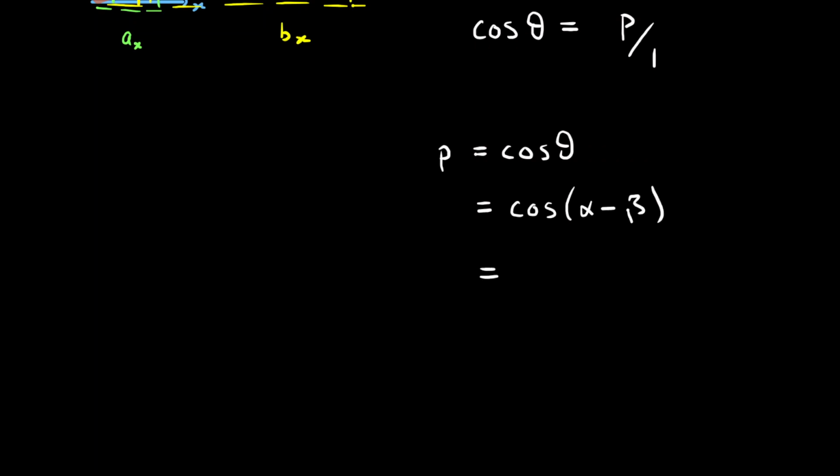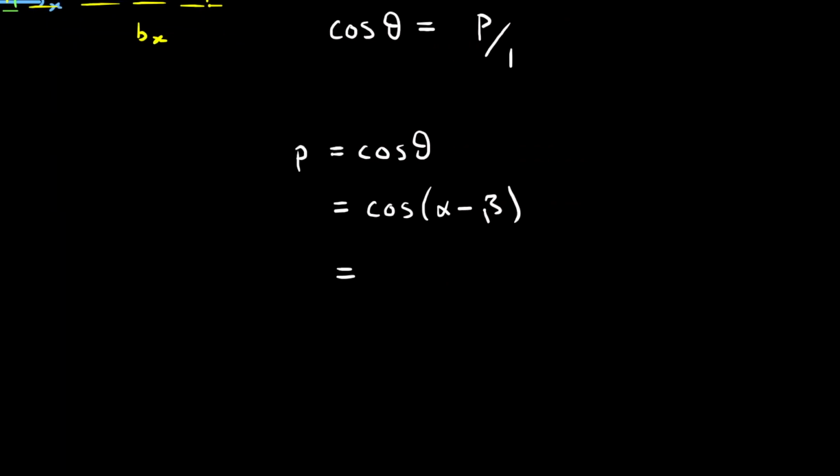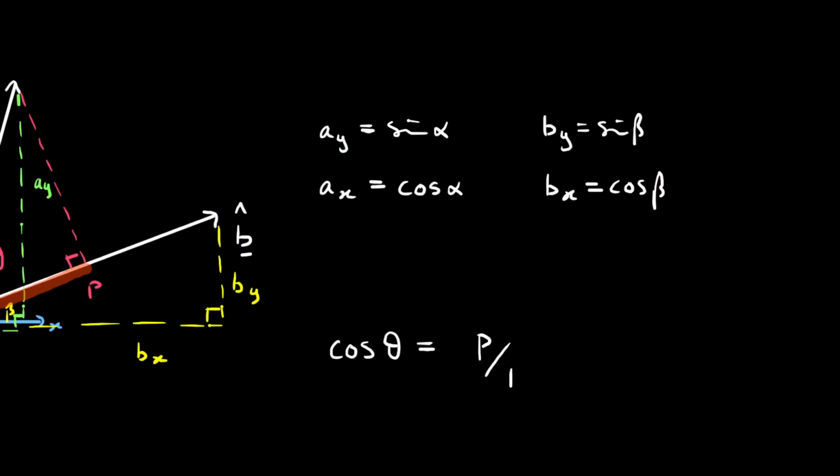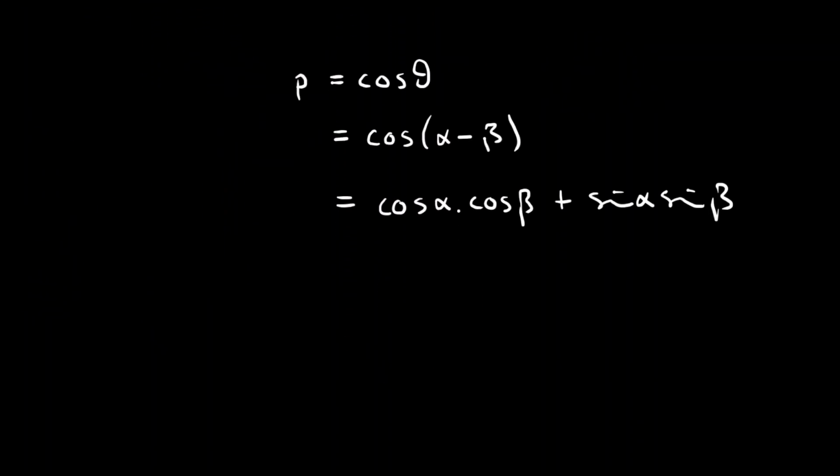And if we know our trig identities from elsewhere in P3, then we can rewrite this and say this is equal to cos alpha cos beta plus sine alpha sine beta. And we just go up to the top and we realize, well, we already know what cos alpha is. That's equal to AX. We know what cos beta is. That's equal to BX. We know what sine alpha is. That's AY. And we know what sine beta is. That's BY. What we can write here is this is the same thing as AX times BX plus AY times BY.